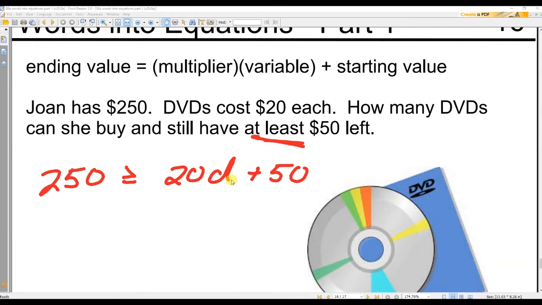110? That's good. 4 DVDs, we're good. 5. She can go up to, what would that be? About 8? No, not 8. 10 DVDs. She can go 10 DVDs and be okay. 10 DVDs, she spends $200, and she still has $50 left.